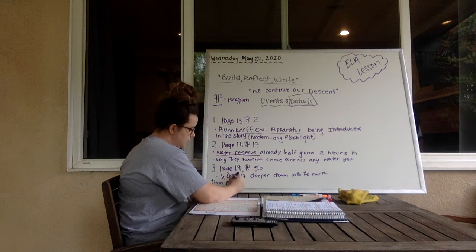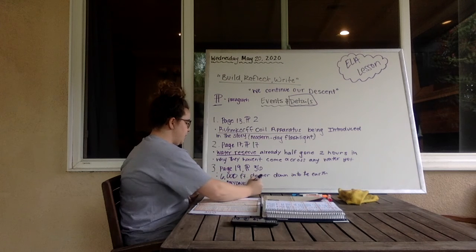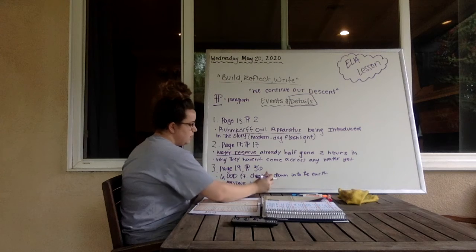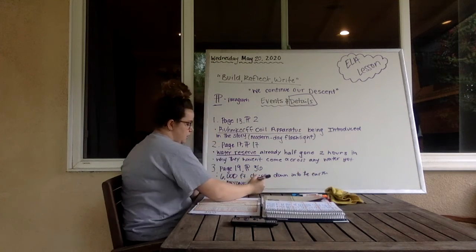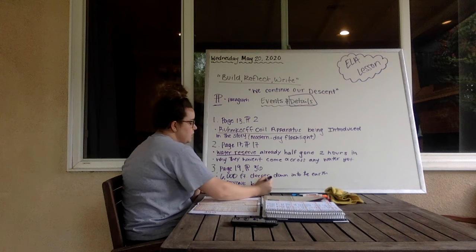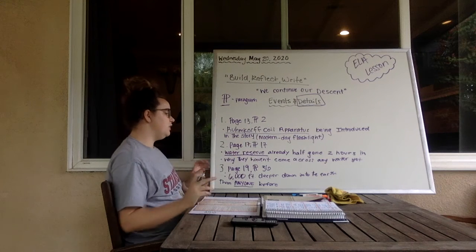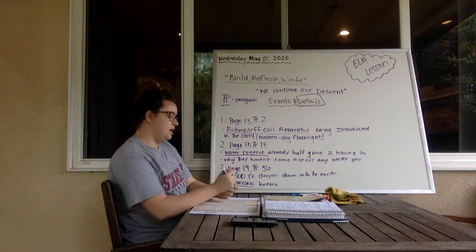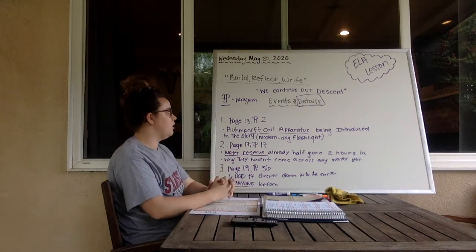I'm going to put "anyone" in bold, in caps, and underline it. So they're talking about how, according to their calculations, they are 6,000 feet deeper into the earth than anyone in history, than anyone before. They're the first people to get this far.